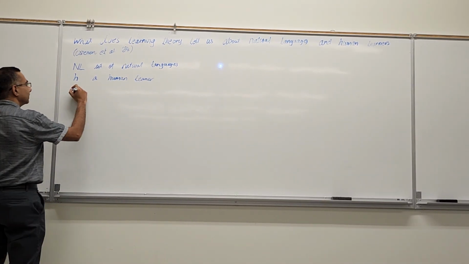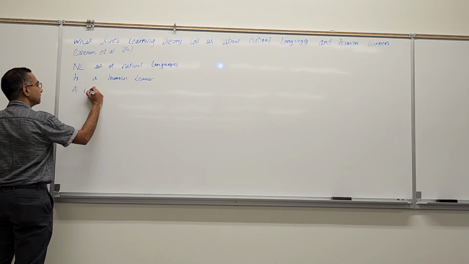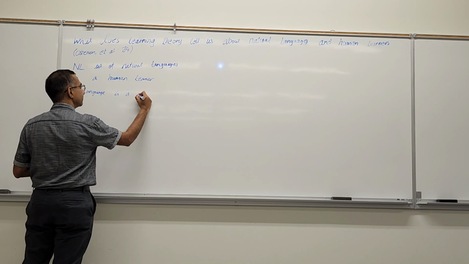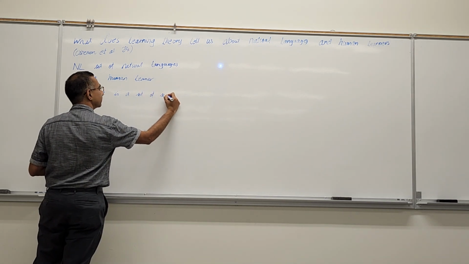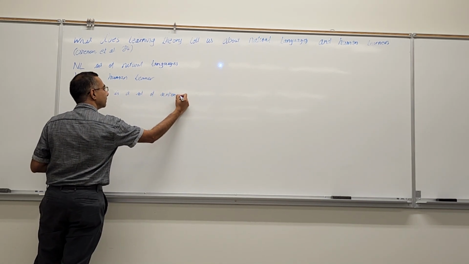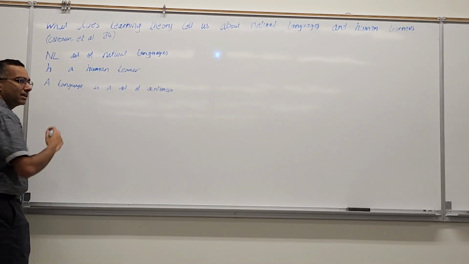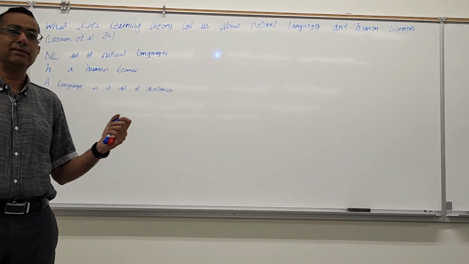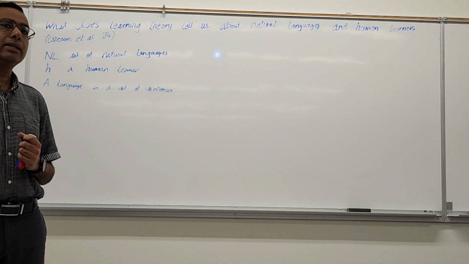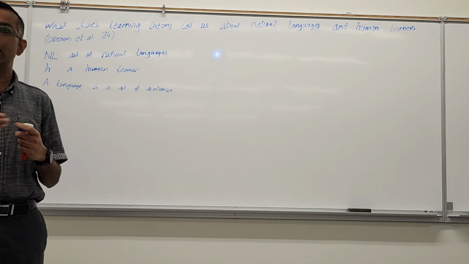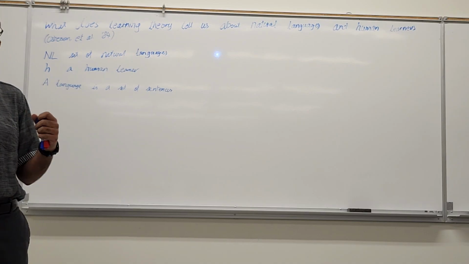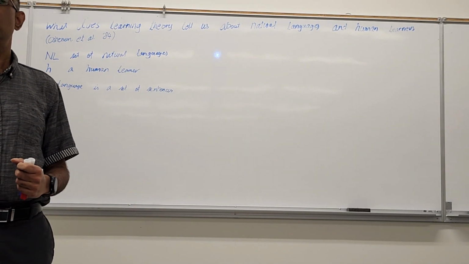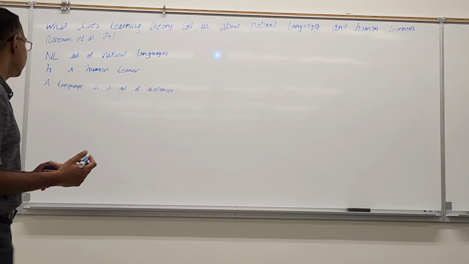A language is a set of sentences. And what is a sentence? Sentences are just what you think of as sentences, like English sentences. But the important thing is that it's going to be a countable number. You can think of that as sentence number 1, sentence number 2, etc. The ordering doesn't really matter. What matters is that every sentence has a number.